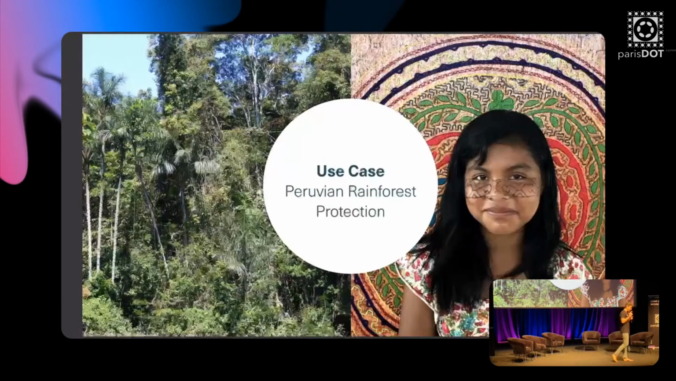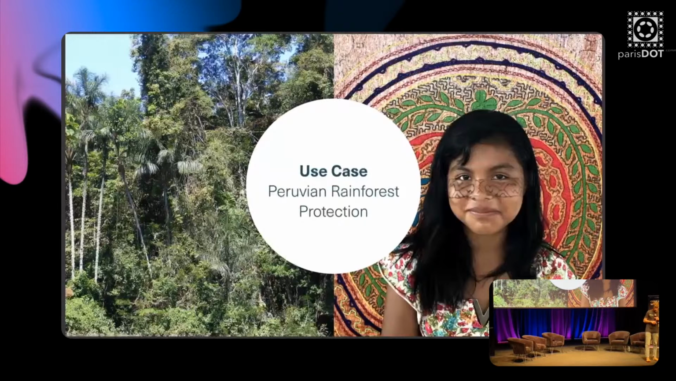Okay, so let's get real. I'm going to move beyond just theory and talk about a real use case. So in the Ucayali region of Peru, which is in the Amazon, on the eastern part, there is a tract of about 2.5 million hectares of pristine Amazonian rainforest. For context, that's about Paris times 238. It's that big.